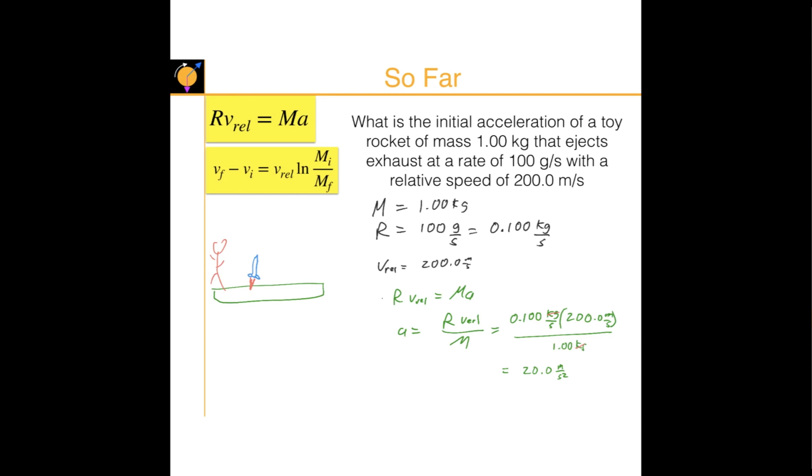That's just the acceleration by the rocket. If we were to also include gravity, our acceleration due to the rocket is 20 meters per second squared. The acceleration due to gravity would be 9.8 in the opposite direction. So that's going to be enough to overcome gravity.